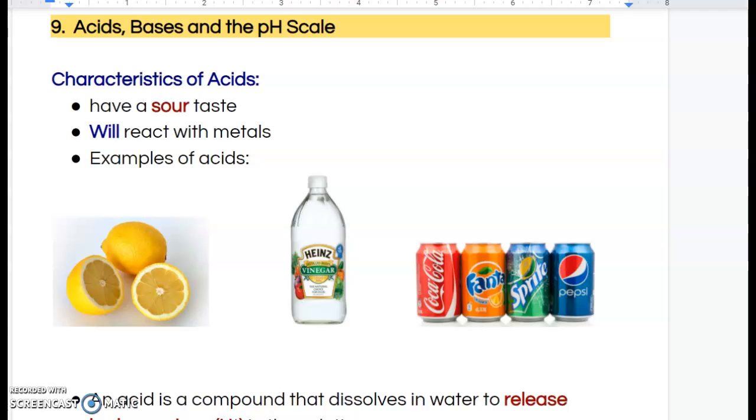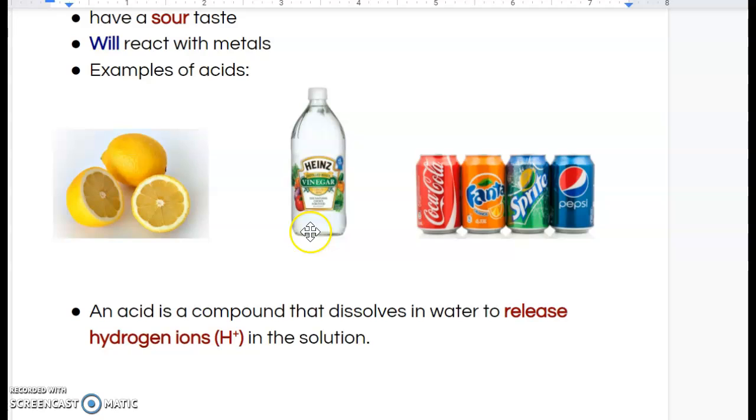So the characteristics of acids, and you've probably heard of acids in your household materials. Acids usually have a sour taste. So if you've ever tasted a lemon or vinegar, white vinegar especially, they're very sour. They react really well with metals. Some examples in your house of acids are lemons, vinegar, and some pop would also be acidic. It eats away the enamel of your teeth.